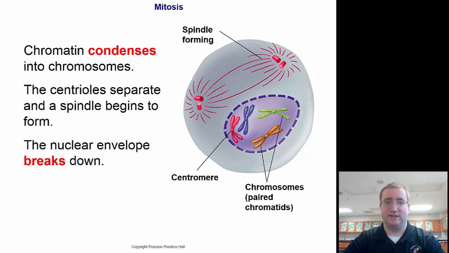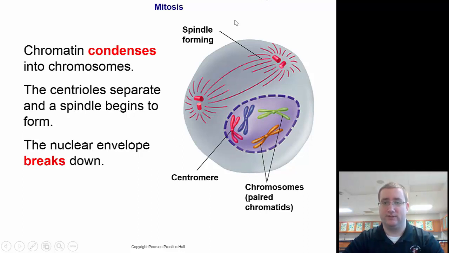And this is basically what I just said. So the DNA, the chromatin, which is just stringy DNA. So chromatin is just what DNA looks like normally. It's that string form. And we're going to condense that during prophase and create these X-shaped chromosomes. And the spindles have formed, and this nuclear envelope, the nuclear membrane, is now breaking down and disintegrating.